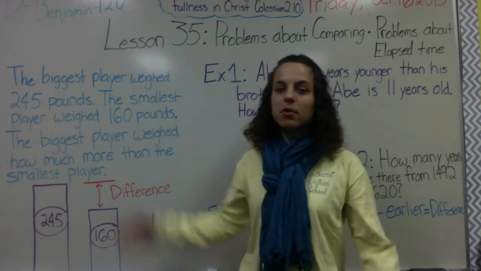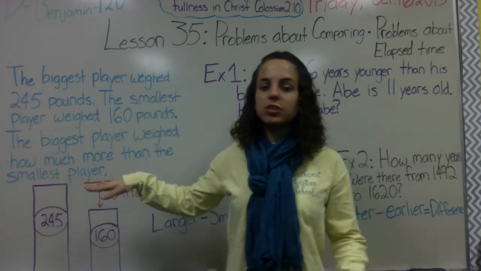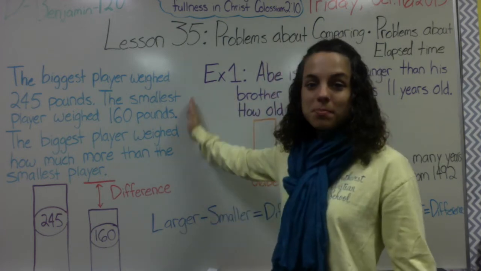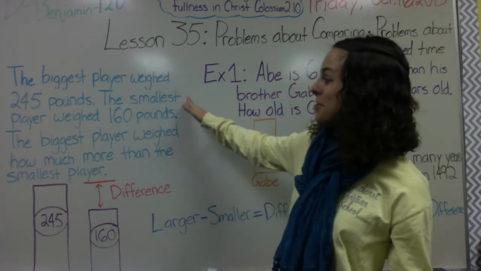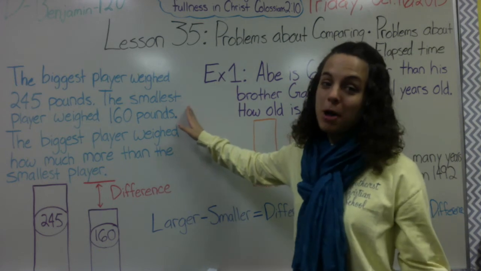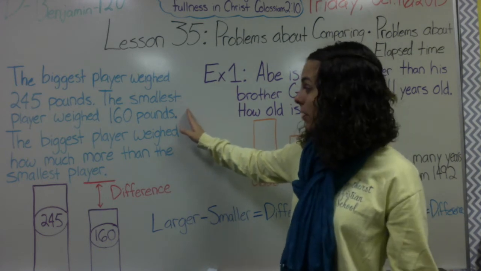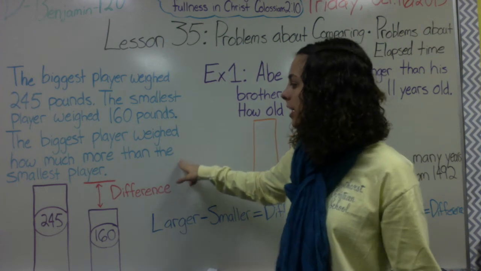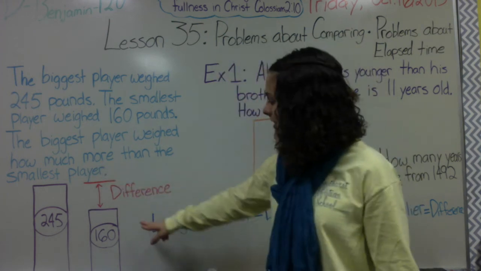Now, the first example, or the first part that we're going to look at, I'm just going to walk you through this and show you, is that this is a problem. So we have the biggest player weighed 245 pounds. The smallest player weighed 160 pounds. The biggest player weighed how much more than the smallest player? So this is how I set it up.